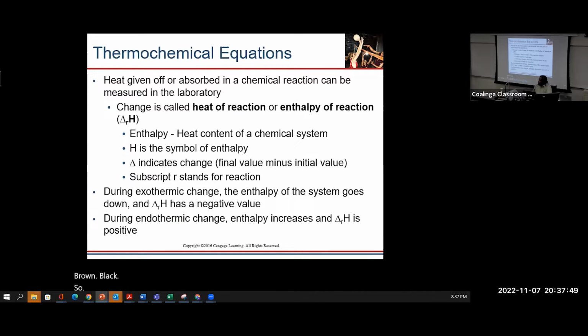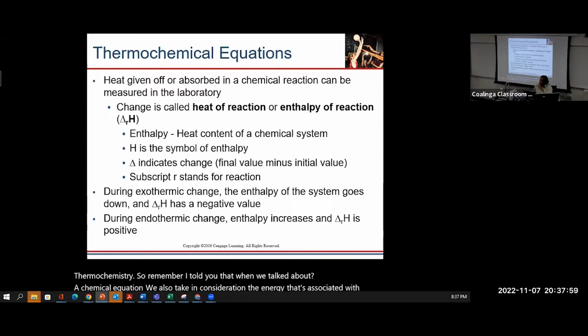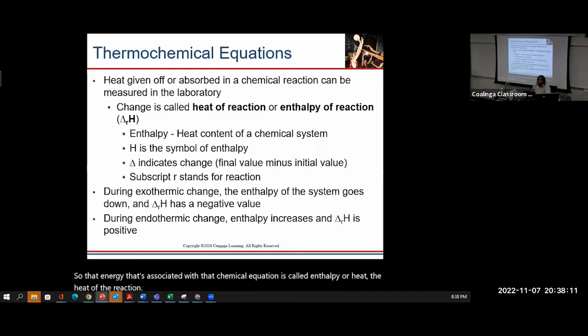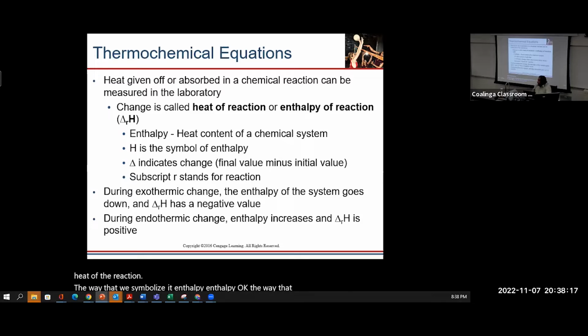Thermochemistry. So remember I told you that when we talked about a chemical equation, we also take into consideration the energy that's associated. So I told you that we would talk about this at this point. That energy associated with a chemical equation is called enthalpy, or the heat of the reaction. The way that we symbolize it is delta H.